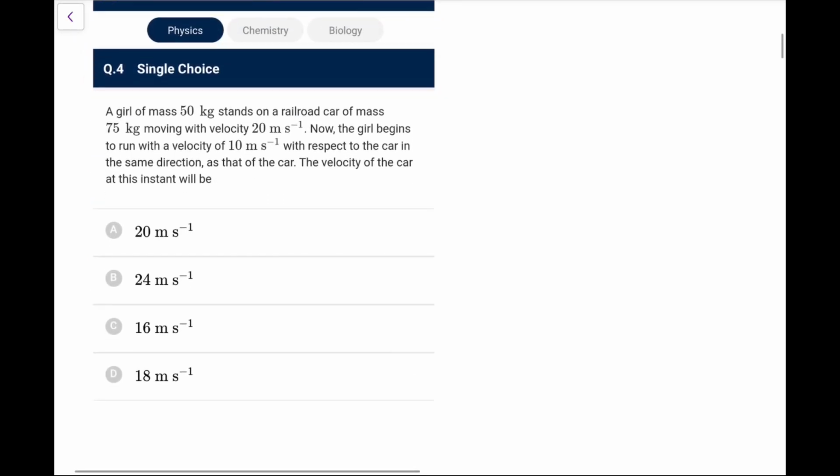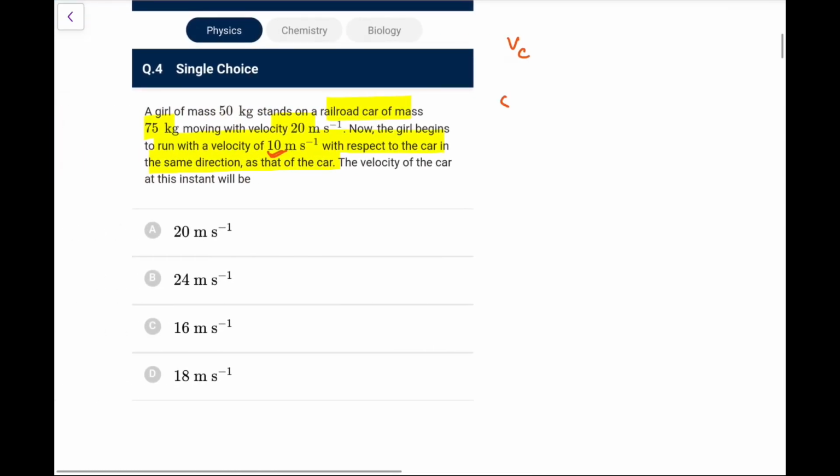Now the next one. A girl of 50 kg mass stands on a railroad car of mass 75 kg going with speed 20. Now the girl begins to run with a velocity of 10 with respect to the car in the same direction. The velocity of the car, again the CM's velocity remains same. So relative to this it becomes 10. So let's say the velocity of the car becomes vc. Initially both were moving with the same speed, so initially (50 plus 75) into 20, and final momentum will be the same. So the car's momentum will be 75 into vc plus the girl's momentum is 50 into (vc plus 10), because she was moving relative at 10 in the same direction.